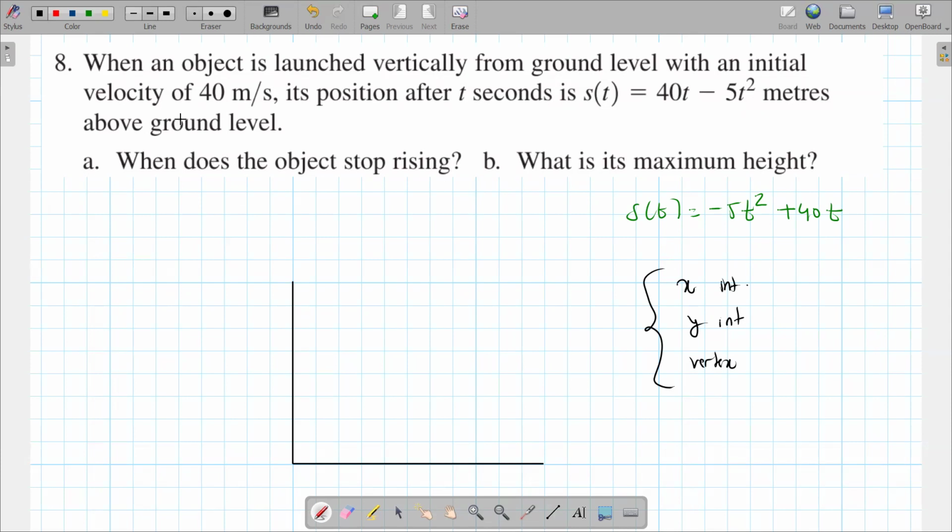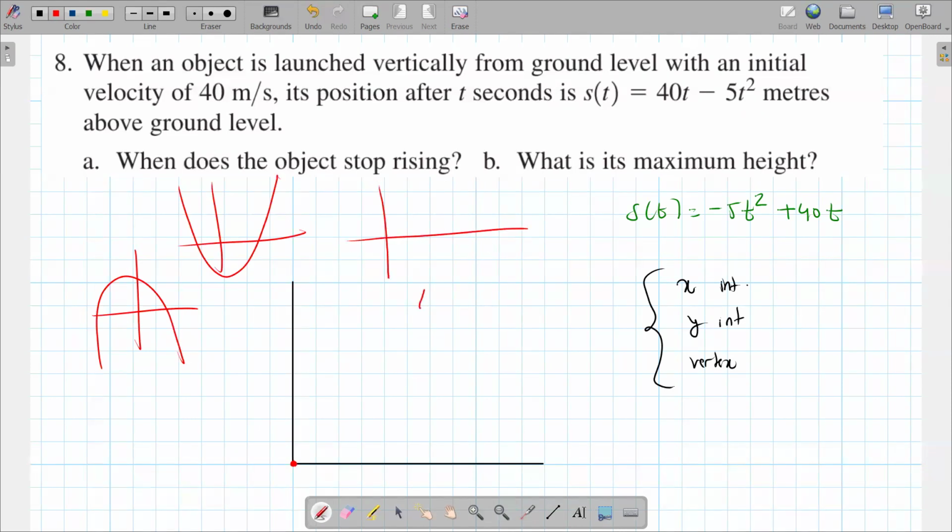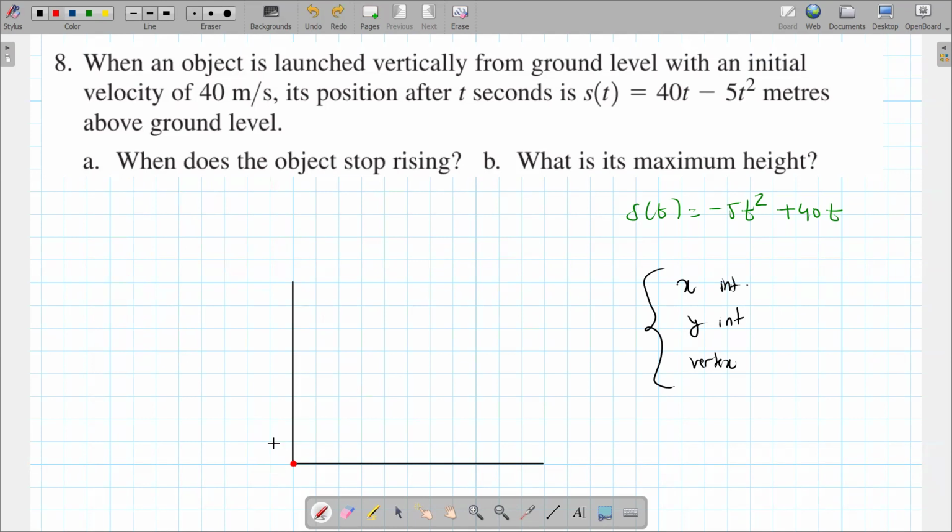0. How many roots can a quadratic have? How many x-intercepts can a quadratic have? How many times can it cross the x-axis? If you think of a quadratic, it can only cross the x-axis a maximum of how many times? 2. So we already know one of the zeros is at 0. We're just concerned with finding the other 0. This is how you do it. 0 equals t times negative 5t plus 40.